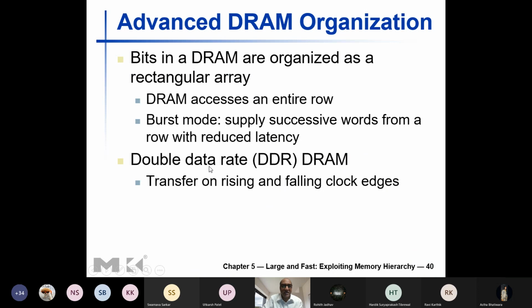They can transfer at twice the rate in a single clock cycle. Normally, one cycle is required for transmission of one unit of information, like one word. But here, by using advanced RAMs, you can transfer at twice the rate, because in the clock cycle there are 2 edges, one the upgoing edge and the other the downward edge. You can make use of both rising and falling clock edges and transfer at double the speed. That's what it means.